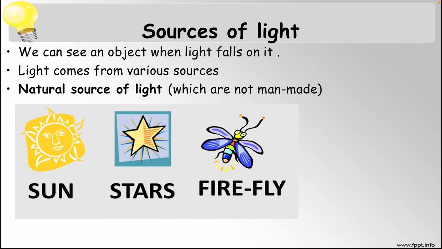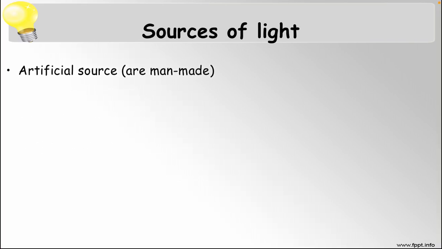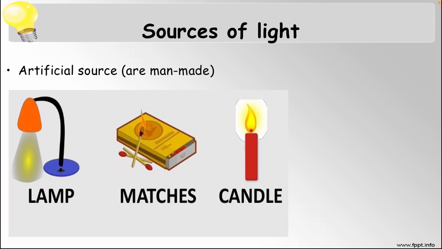Sources of light. We can see an object when light falls on it. Light comes from various sources. Natural sources of light are not man-made. Our main natural light source is the sun. Other sources include fire, stars, and man-made light sources such as light bulbs and others. We will learn about it. Thanks to light we can see life in glorious colors.